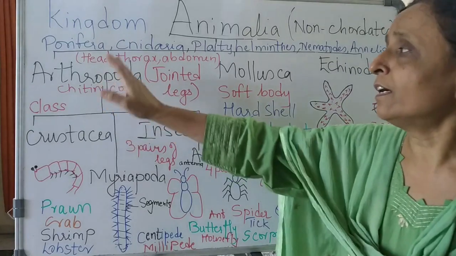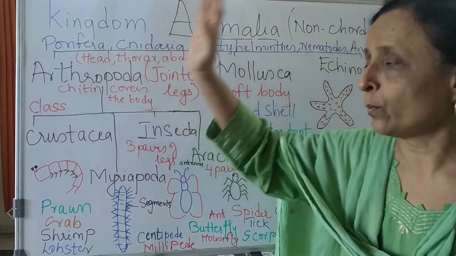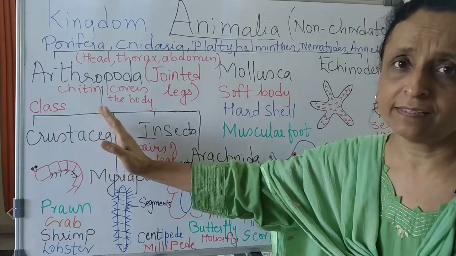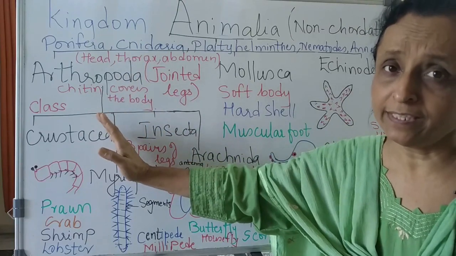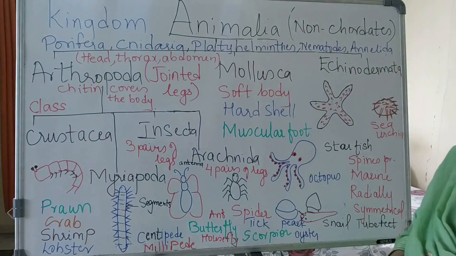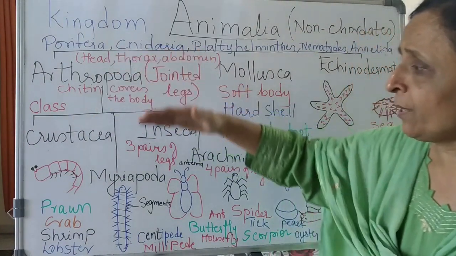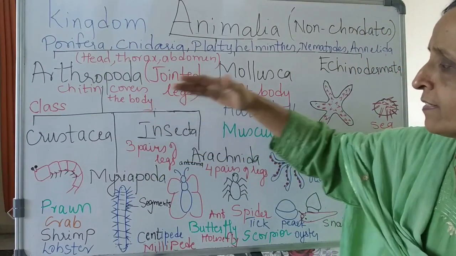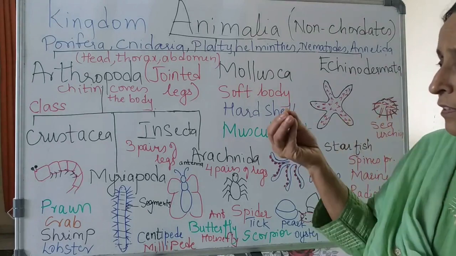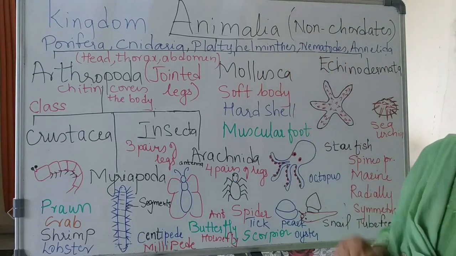Now here you will be studying in this phylum Arthropoda different classes. So, which are the classes which are present? Crustacea, Myriapoda, Insecta, Arachnida. I know it is difficult, but you have to memorize these names. But try to understand the characters.